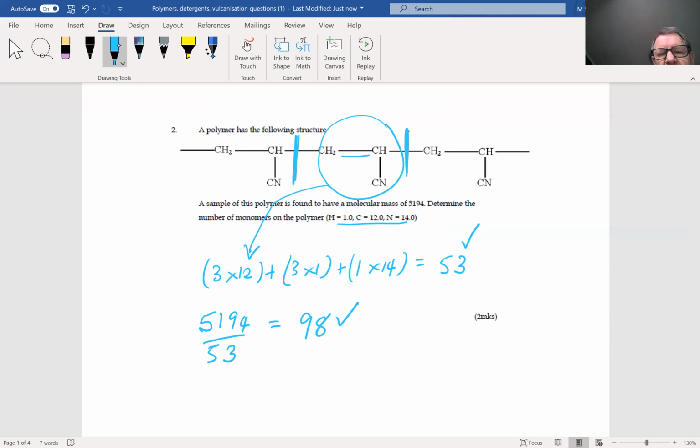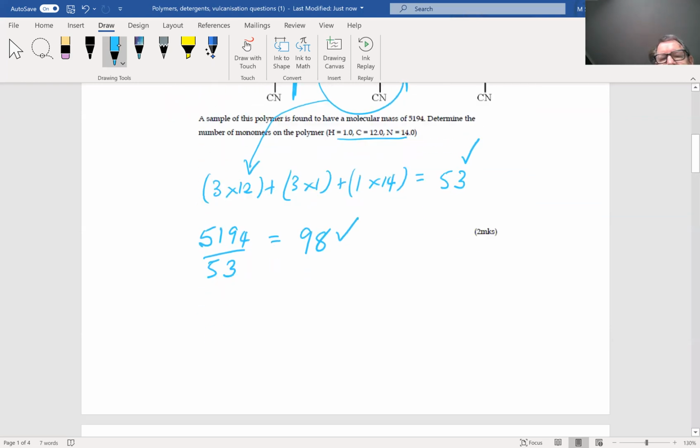So we start by working out what the monomer was, and you're just looking for a repeat unit. I start anywhere. I could have started over here, it doesn't make any difference. I just go until I find the same thing again. So I start here and I go to there. Oh no, that's the next one. So it's this bit here. Okay, all right, next question.